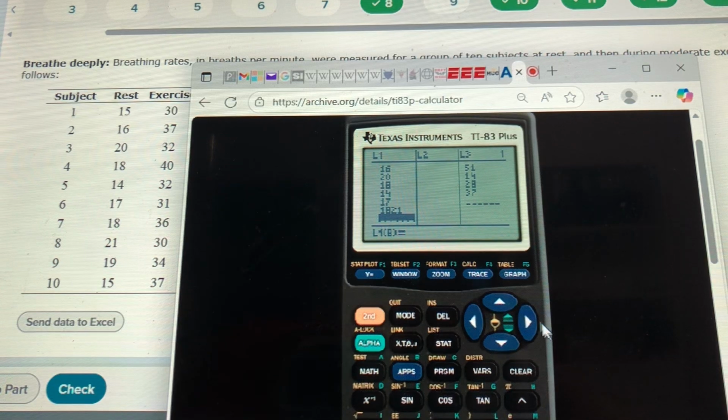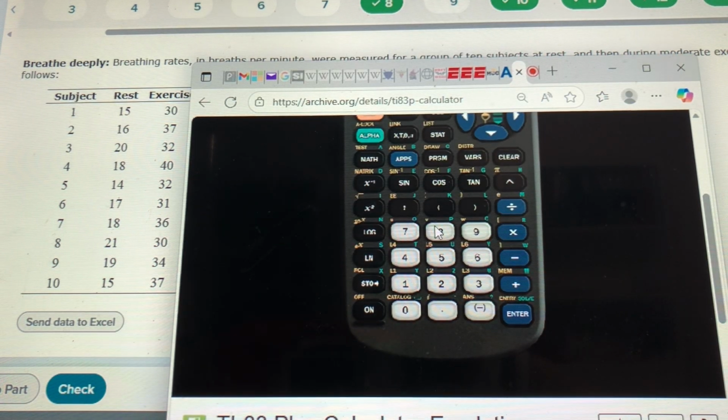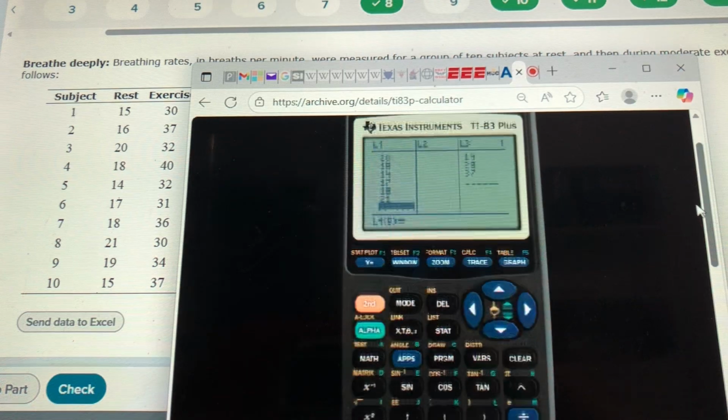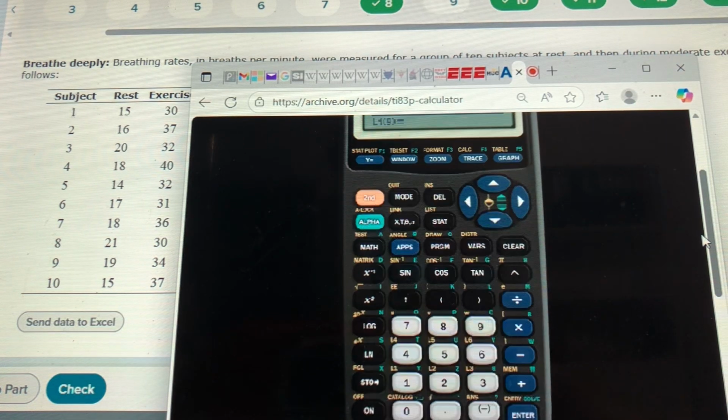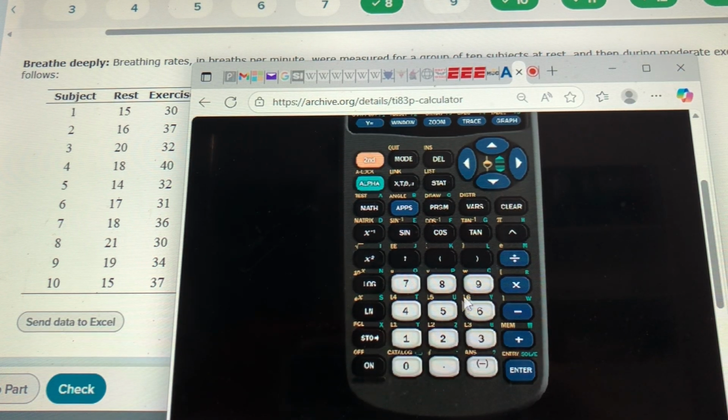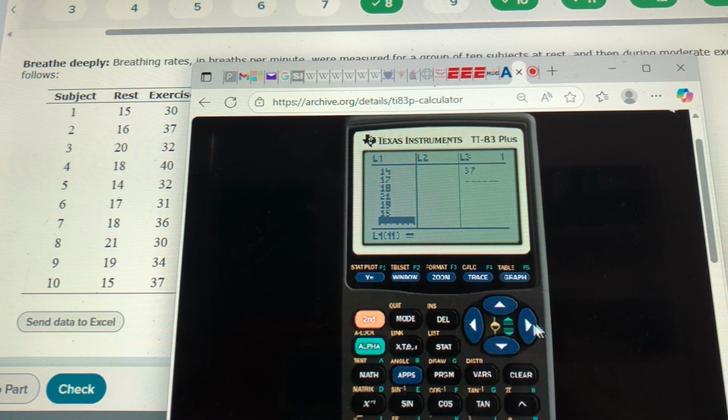Whoopsie, that was a typo. It's supposed to be 18 and 21, not 18, 21. Sometimes when I push a button, it clicks, but it doesn't register somehow. Okay, 18 and 21, now it's correct. 19, enter, and 15, enter. There, we got all 10 of them.